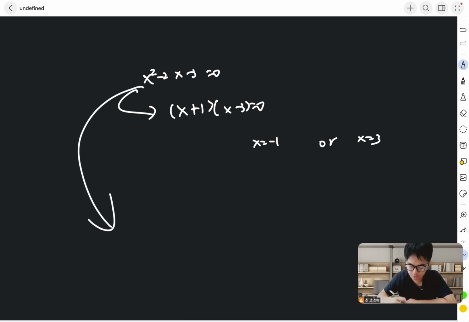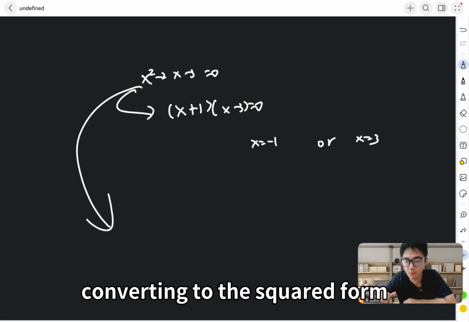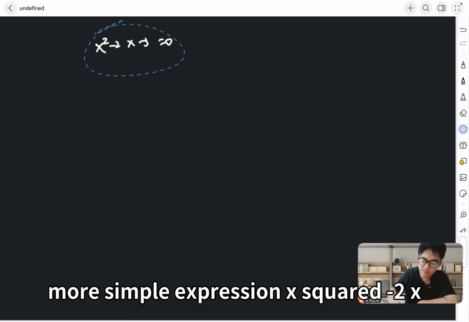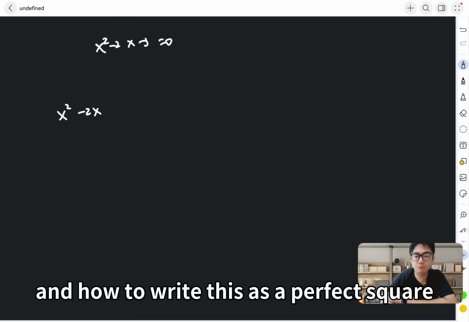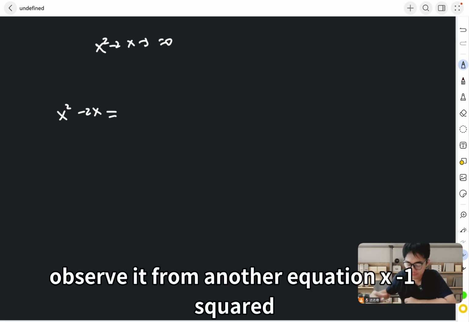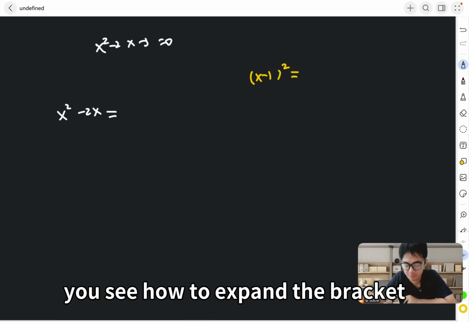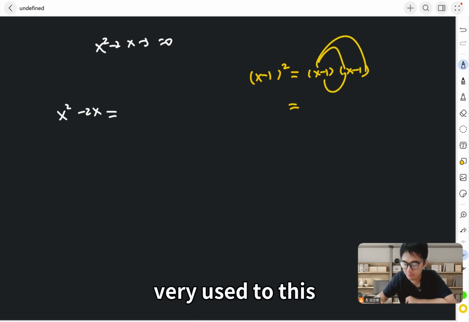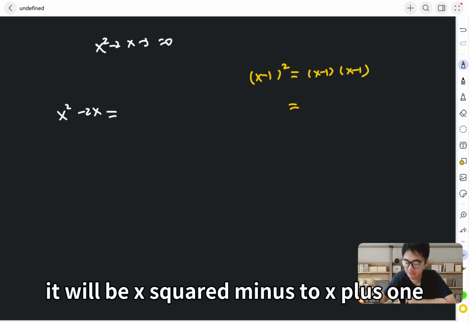But how do we convert it into the squared form? Let's start with a simpler expression, x squared minus 2x. How do we write this as a perfect square? You could observe it from another expression, (x minus 1) squared. You see how to expand the bracket. Well, it's (x minus 1) times (x minus 1). You should be very used to this. After expanding it, it will be x squared minus 2x plus 1.